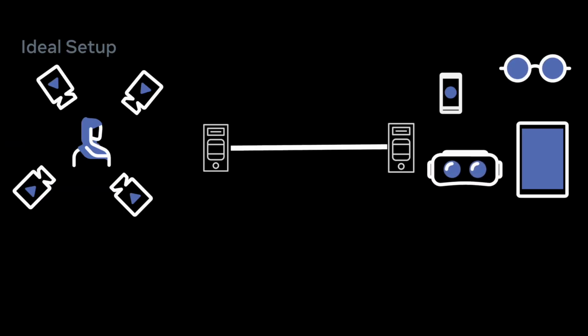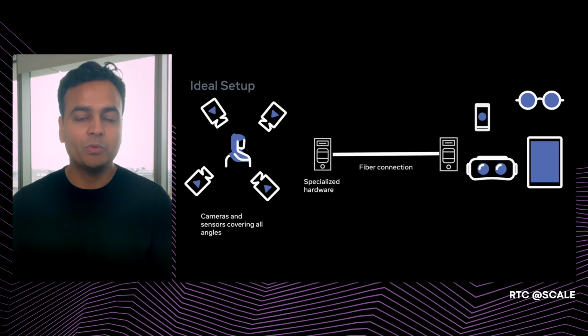Let's look at what the ideal setup for this would look like. In the ideal setup, a user will be surrounded by cameras and sensors, which means they will have 360-degree coverage of their body. They will have access to specialized hardware where they have no concern of compute and power, where this captured data can be processed, compressed, and they will have access to a dedicated fiber connection where this processed and compressed data can be sent without any latency, delay, or packet loss concerns. Similarly, on the receiver side, they will have access to specialized hardware again, where this data can be processed, decompressed, and then rendered on the relevant device.